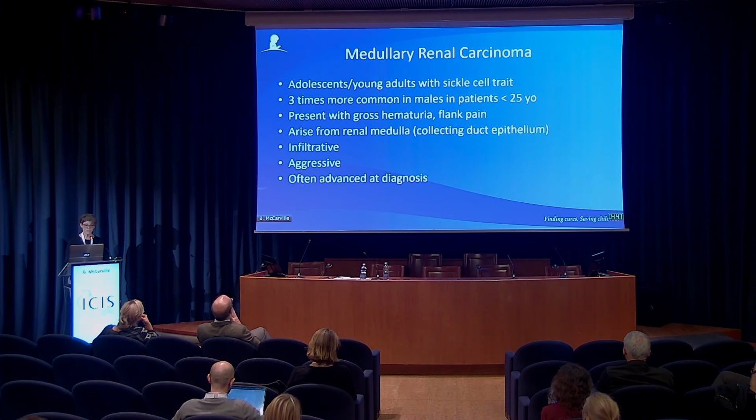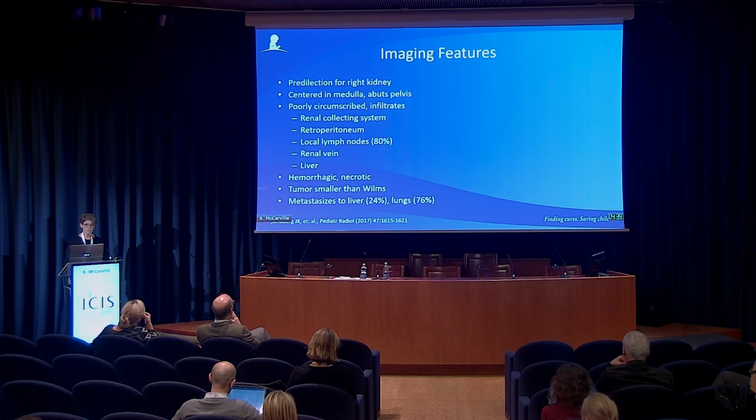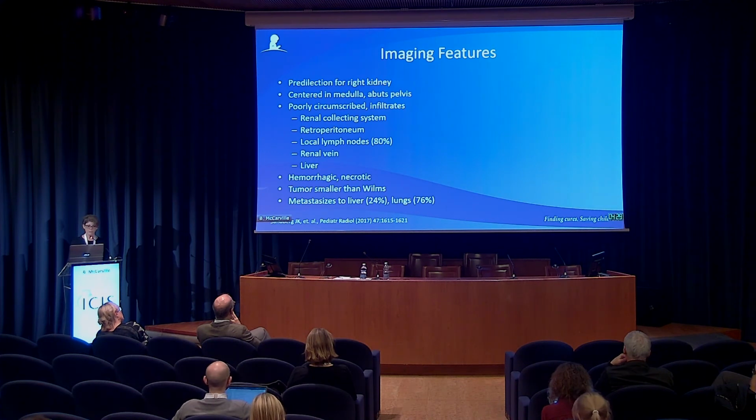Patients can present with gross hematuria and flank pain. This is an infiltrative and aggressive tumor, and it's often advanced at the time of diagnosis. On imaging, for some reason, these tumors have a predilection for the right kidney. They're often centrally located, oftentimes either abutting the renal pelvis or directly invading the renal pelvis. They also invade the retroperitoneum. Local lymph node invasion is very common in up to 80% of cases.